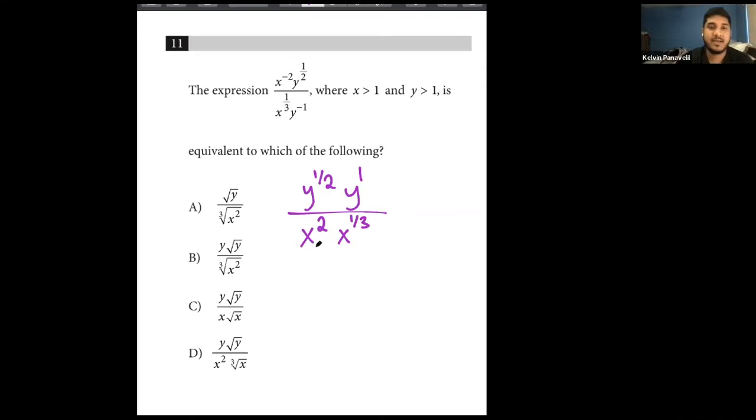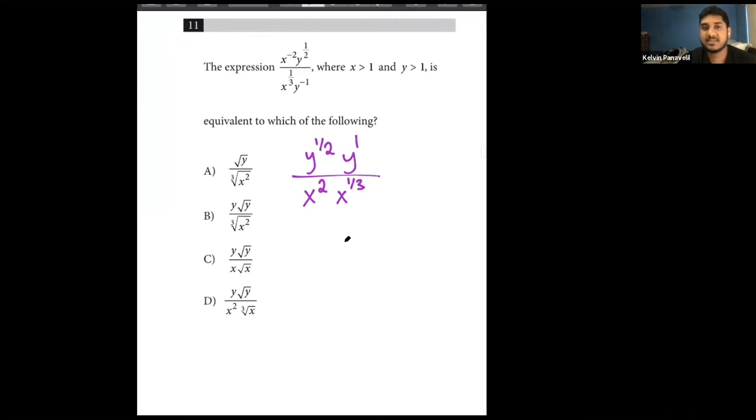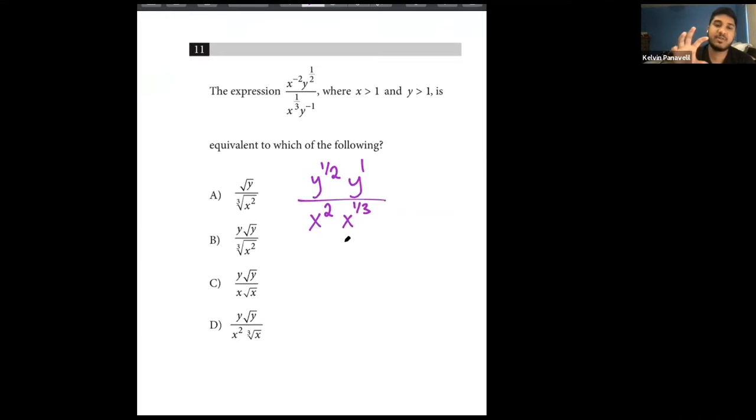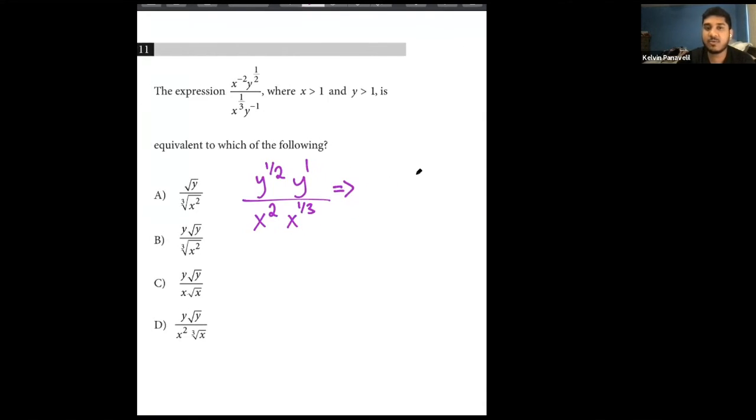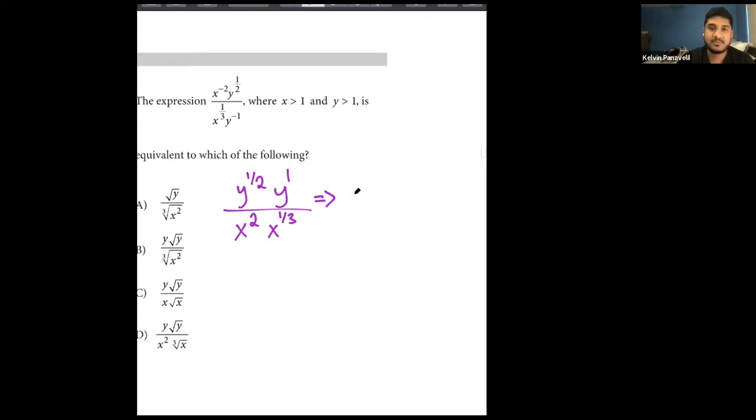Awesome. Second thing you notice looking at the answers is that you typically want to pull out as much as you can from the radical. So we already have y and x squared pulled out. Do you see that, Nolan? Awesome. So now we just have to rewrite y to the 1/2 and x to the 1/3 in radical form. Anything to the 1/2 power is what? Square root. Amazing. So it'd be y times square root of y, and then over x squared.